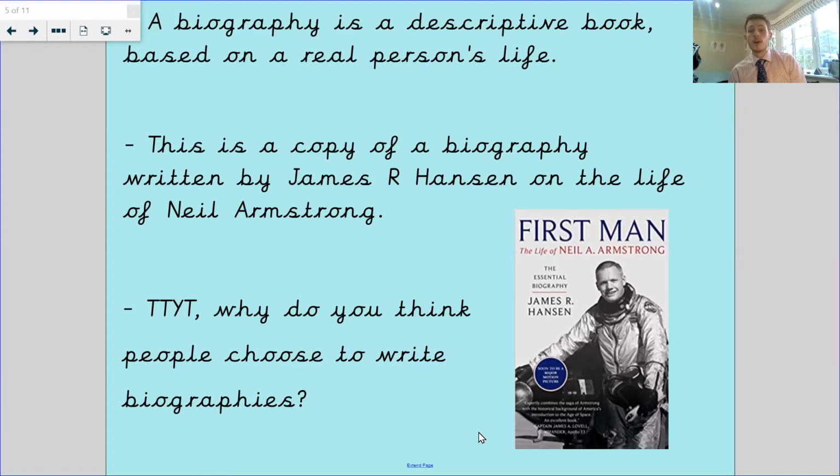So some of your ideas might have been, well, maybe it was a really important person. Maybe he did something fantastic. And you're right, maybe people needed to know about Neil Armstrong. They wanted to know more about the amazing things that he had done in his life. People may not have known that he was the first man on the moon and how he came to be the first man on the moon. And maybe people wanted to know about his life leading up to that. So that is one of the reasons why people might write a biography, to explain that person's life all the way up to the point that they did something really special.